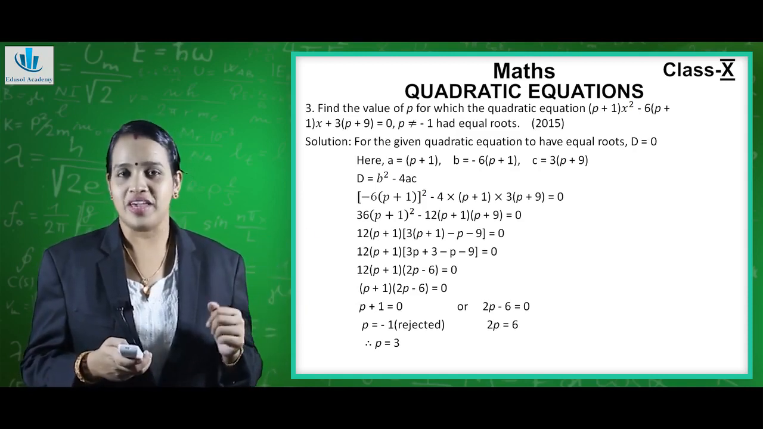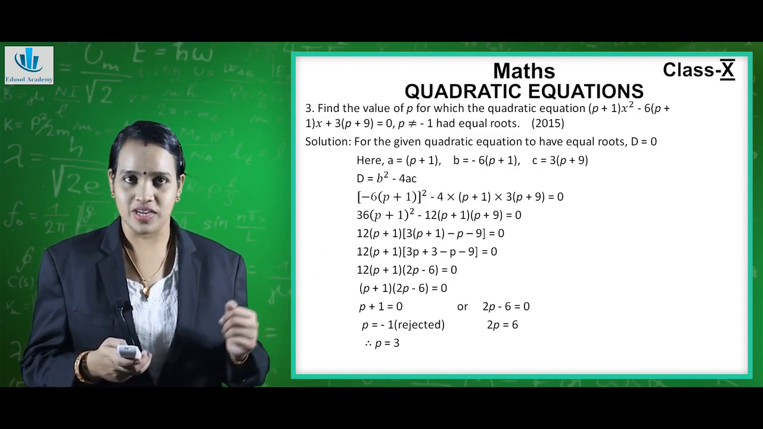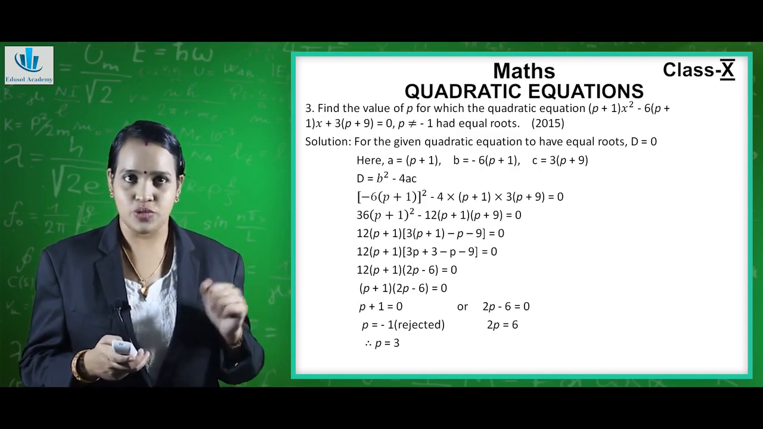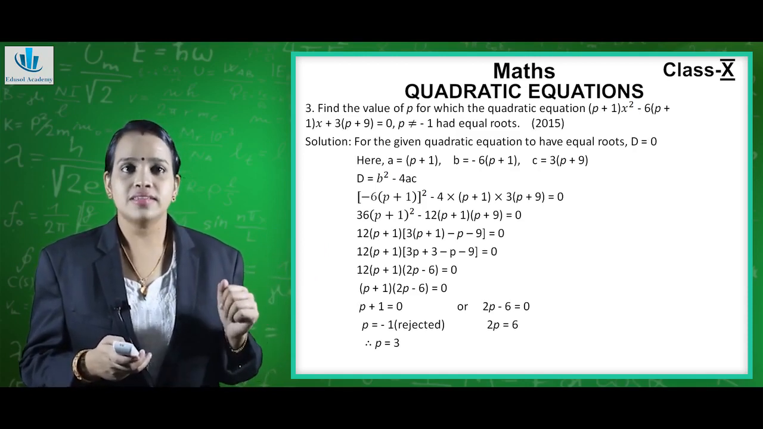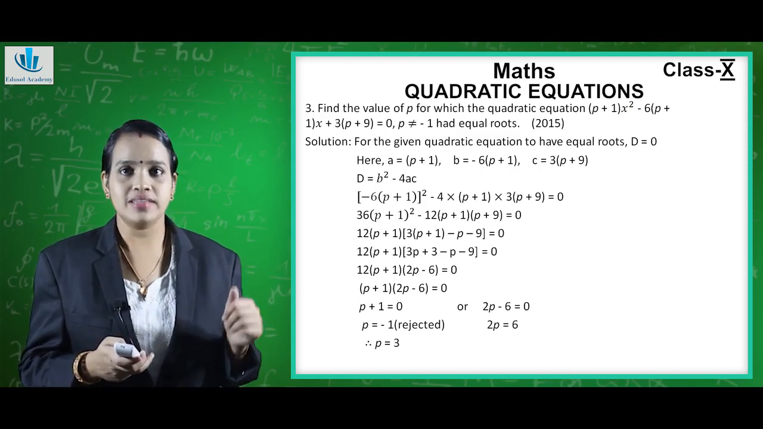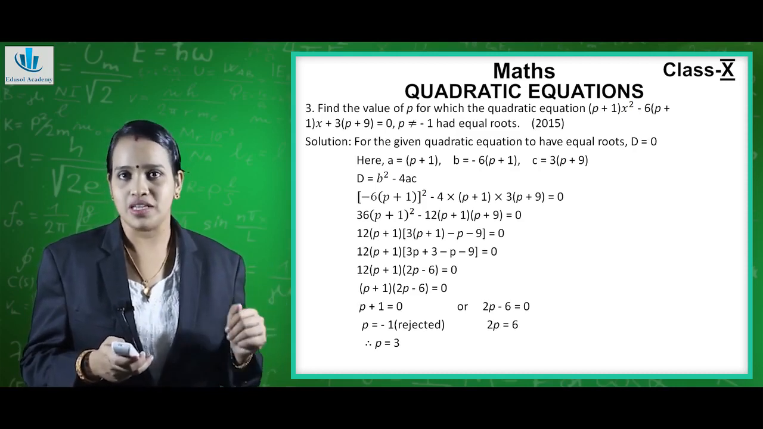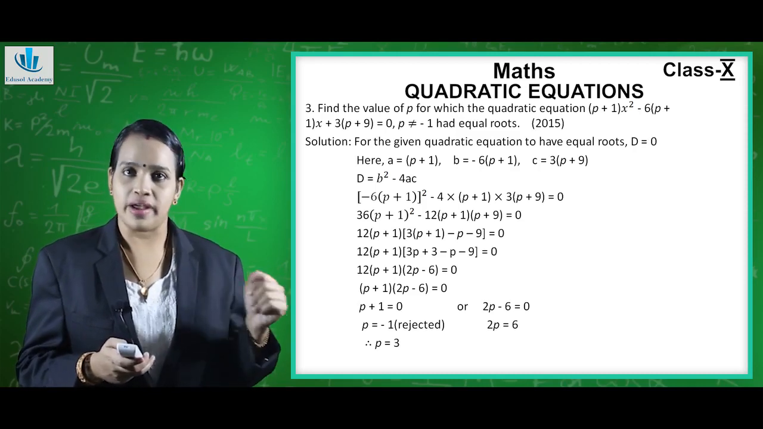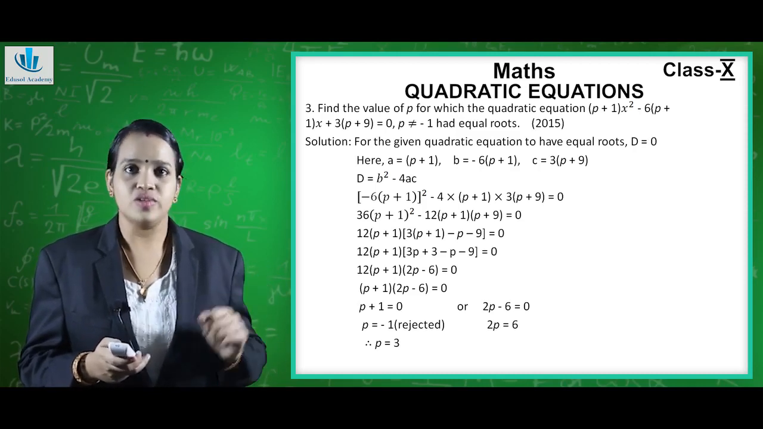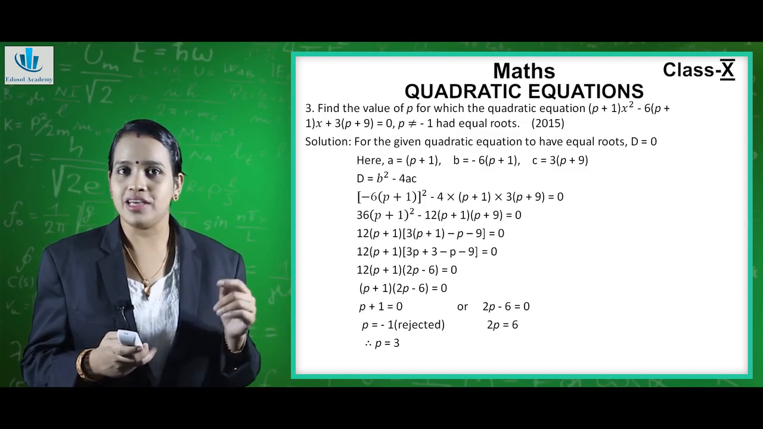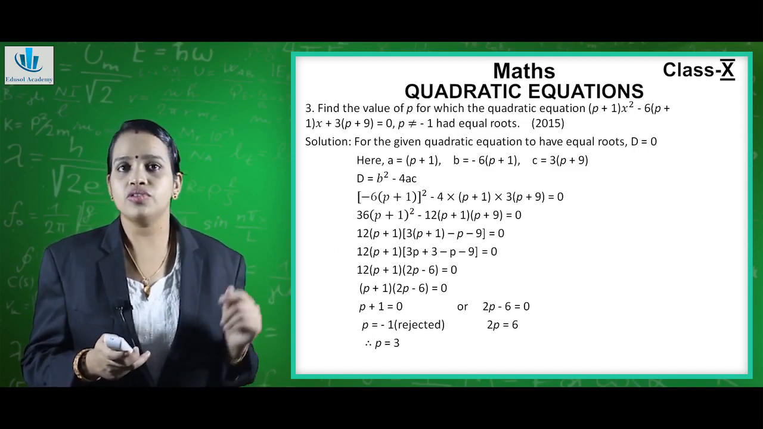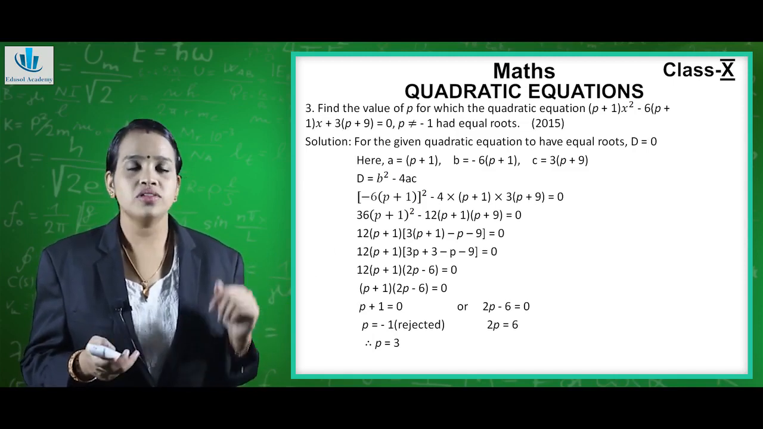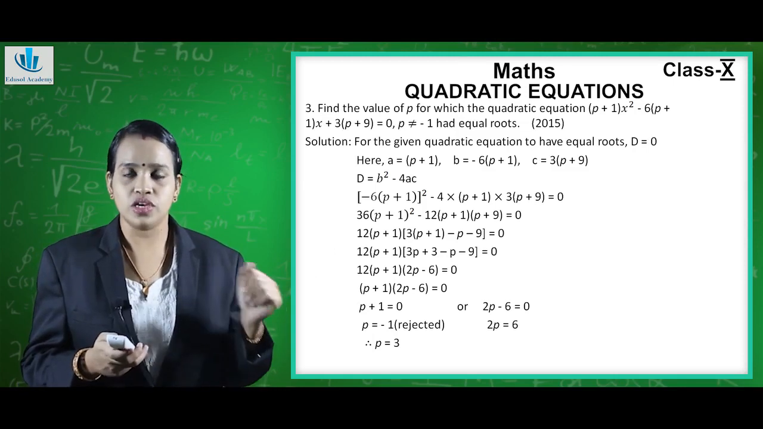Find the value of p for which the quadratic equation (p plus 1)x raised to 2 minus 6(p plus 1)x plus 3(p plus 9) is equal to 0, where p should not be equal to minus 1, has equal roots. Now this question has appeared in the year 2015. Now you know this quadratic equation has equal roots, that means d is equal to 0.